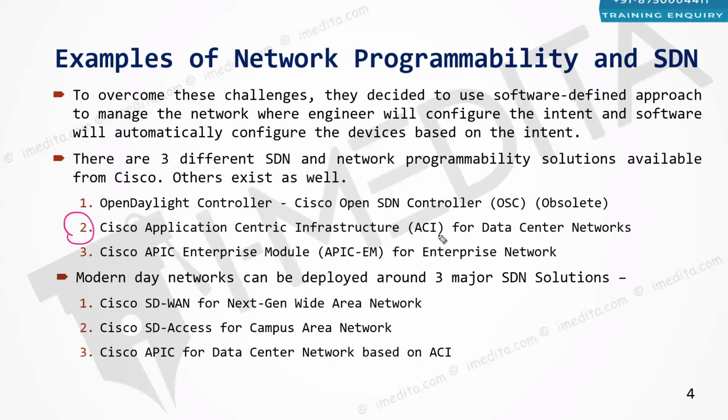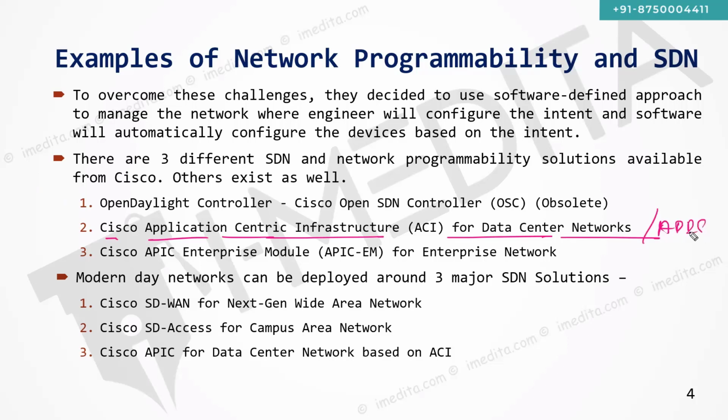For the data center network, we have ACI, Cisco Application Centric Infrastructure, where the controller that we use is referred to as the APIC, Application Policy Infrastructure Controller. APIC is the name of the controller that we use in a data center infrastructure, and the data center infrastructure is referred to as the ACI data center. ACI data center basically means the data centers are built around certain applications that they serve, hence the name Application Centric Infrastructure. The data center network is application centric. They are built around the applications that they serve.